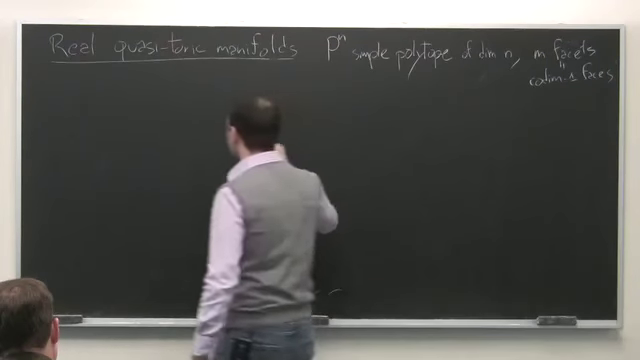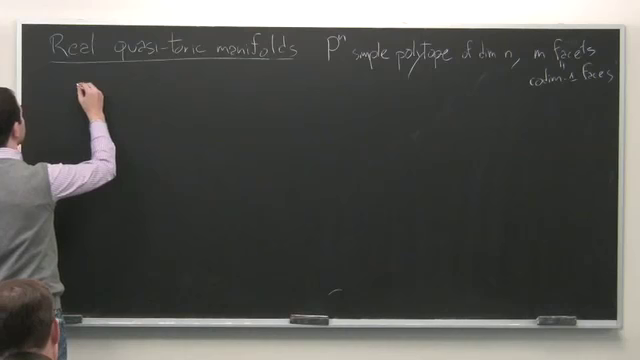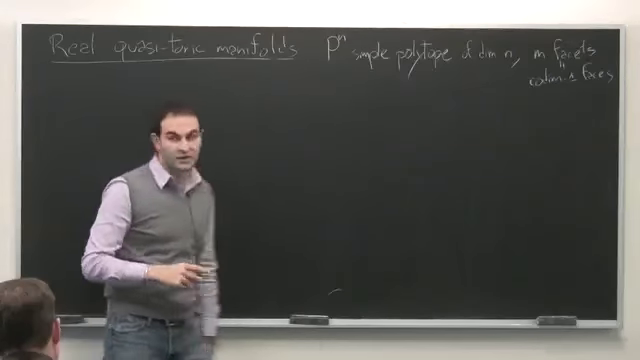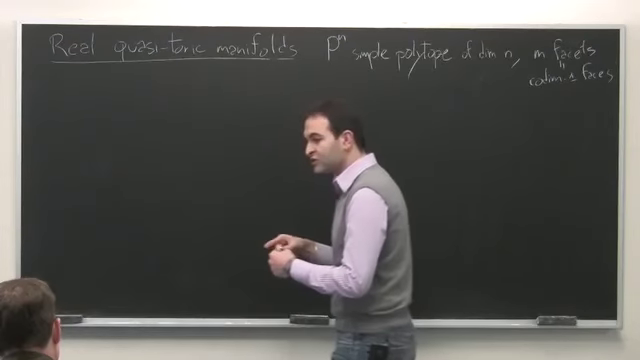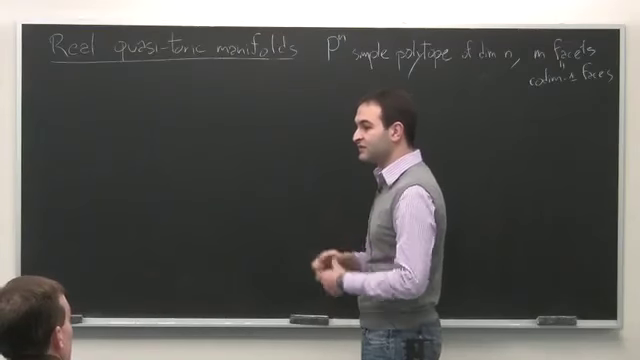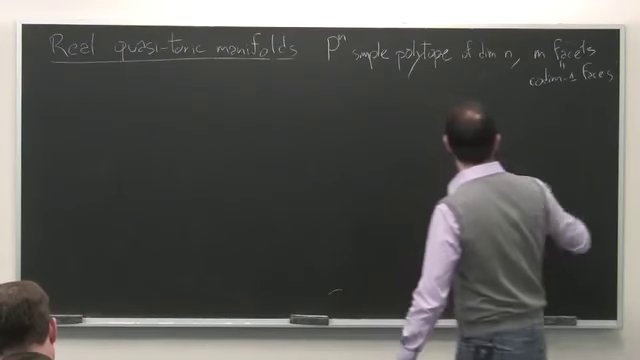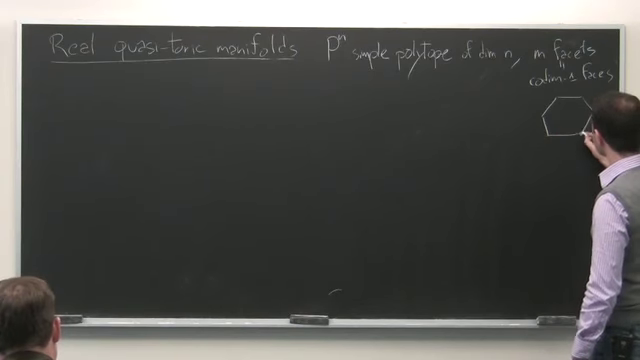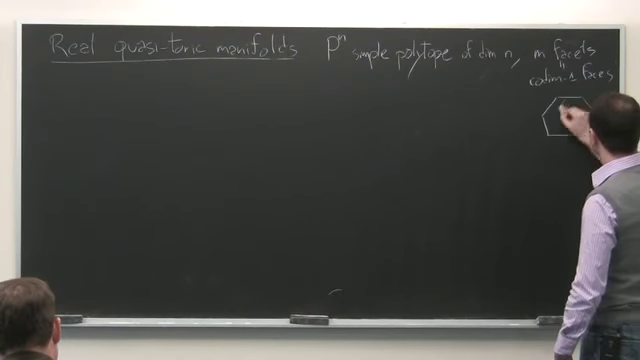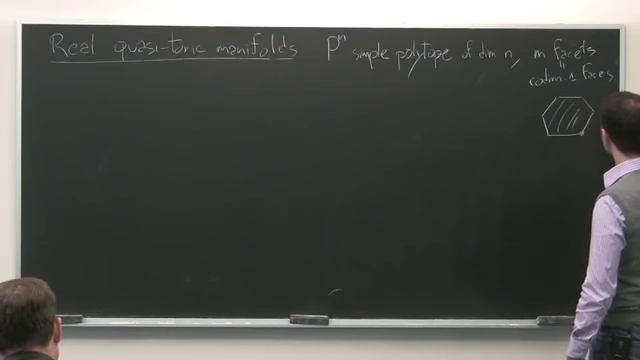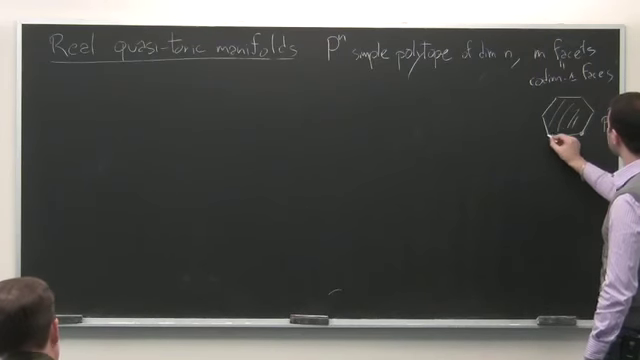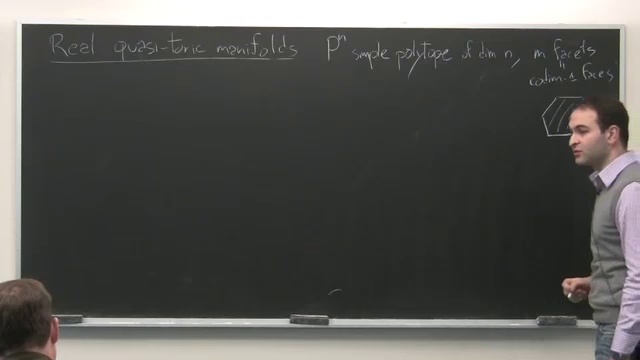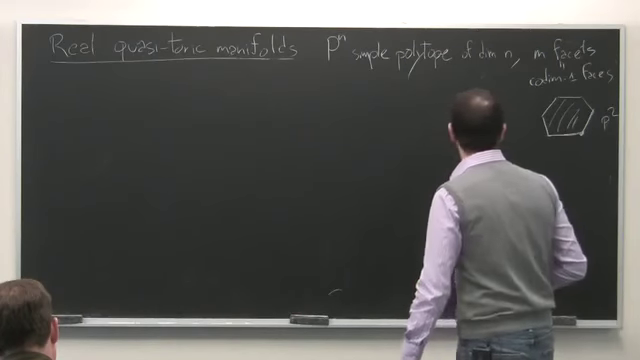The data is a polytope and a characteristic matrix. Simple means that each vertex is the intersection of precisely n facets. For example, polygons are simple: this is 2-dimensional, and each vertex is the intersection of precisely 2 edges, which are the facets in this case.